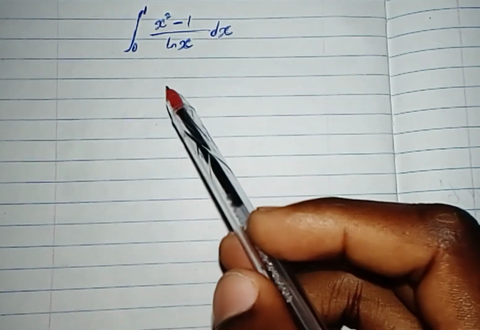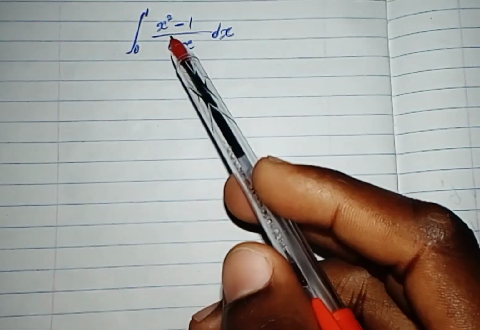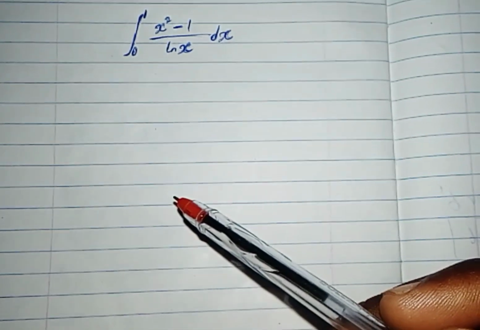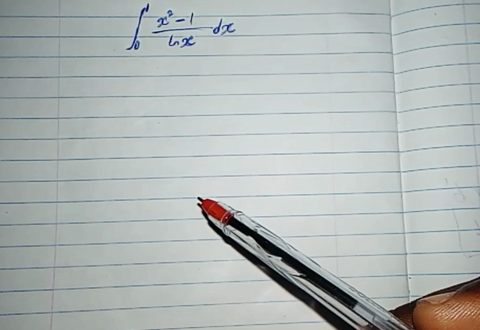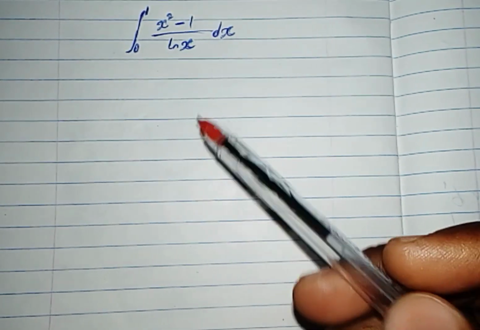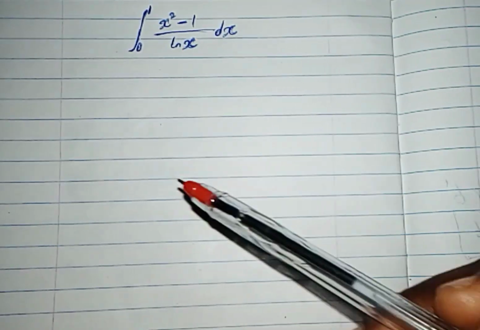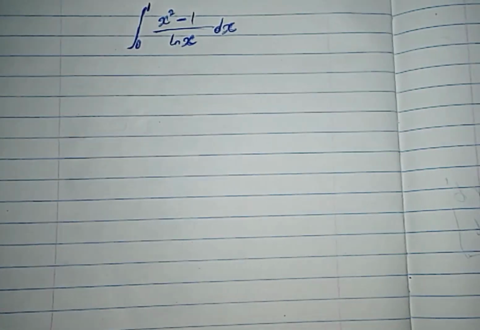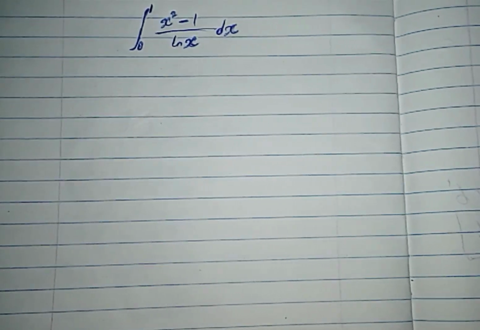It says the integral from 0 to 1 of (x squared minus 1) over ln x dx. So we have to integrate this, and it would be easier if we didn't have the ln x in the denominator here. So how can we actually do this? We can do this with what's called Feynman's technique.